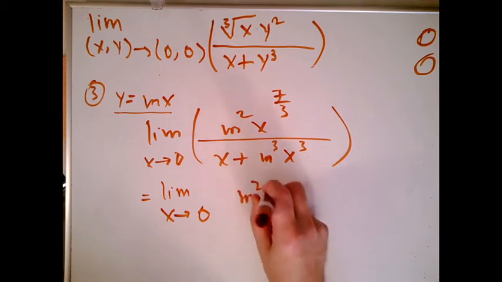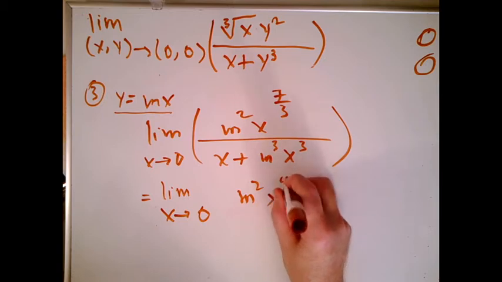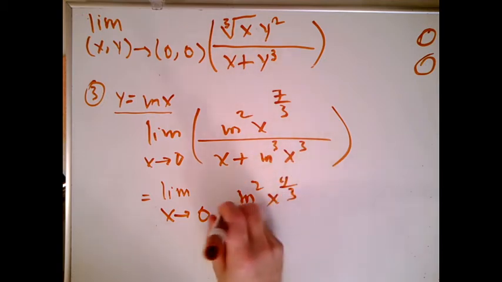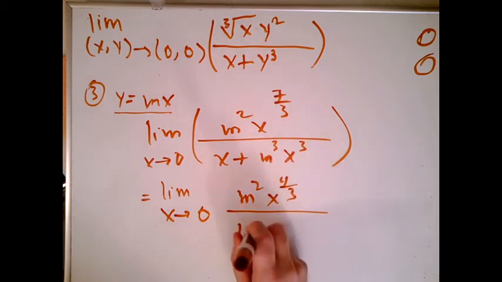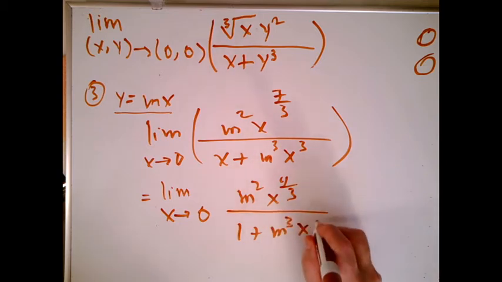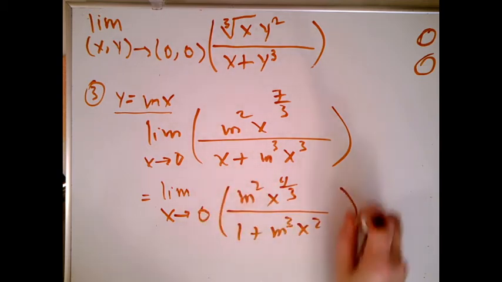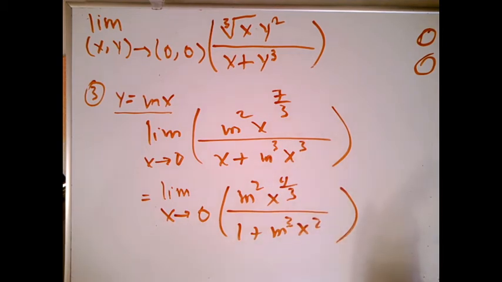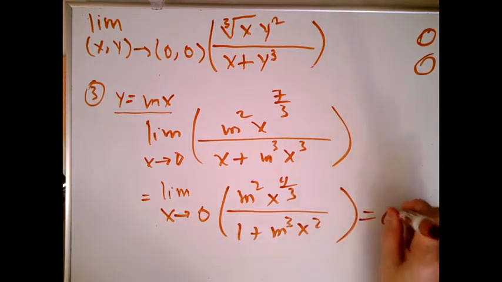M squared, x to the 4/3. On the bottom, it's going to be 1 plus m cubed x squared. Let's see here. Did I do that? Yes. No. Yes, I canceled. Okay, right. And now I can plug in, and I get 0.